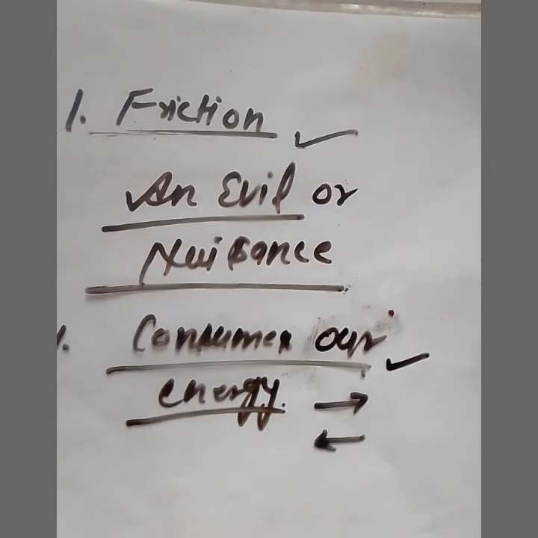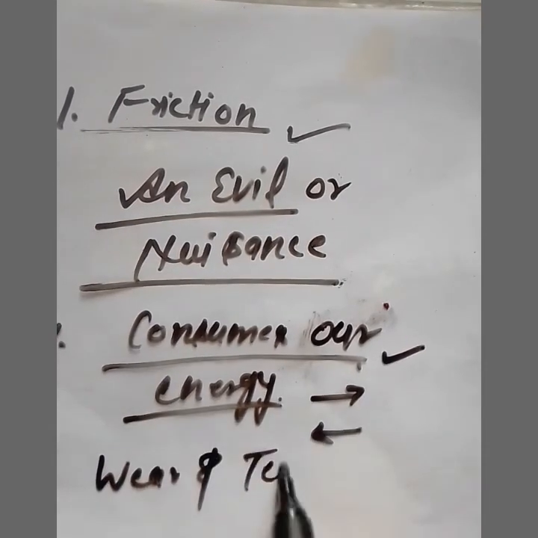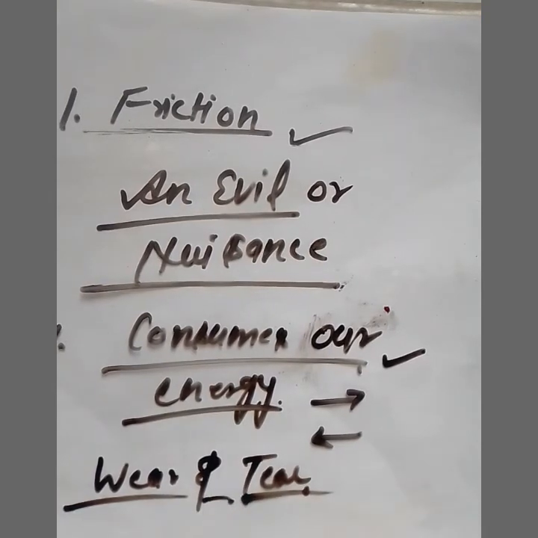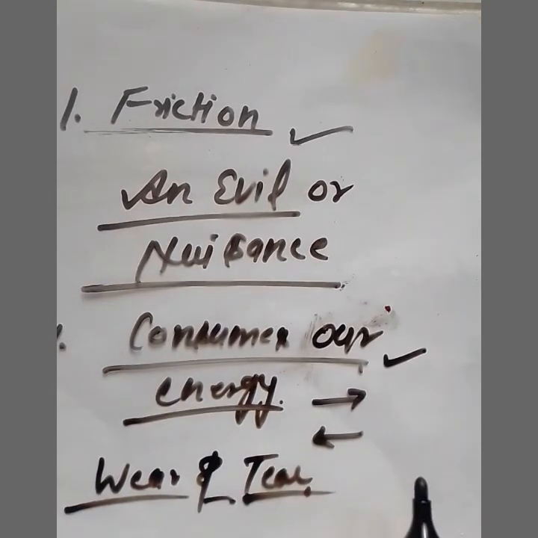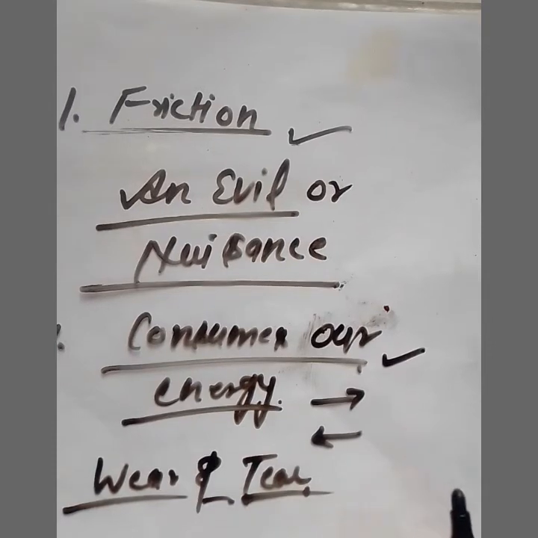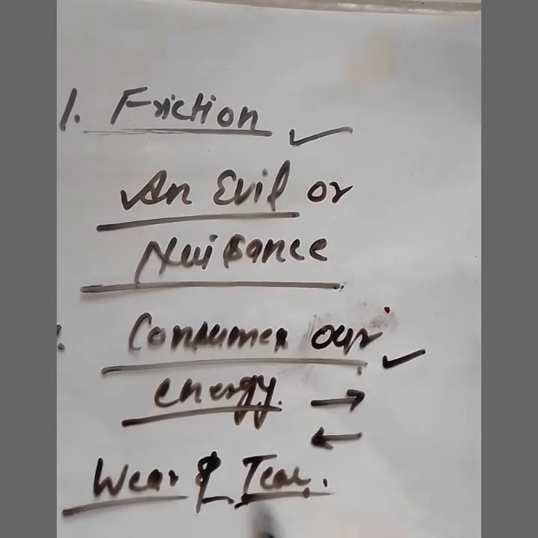Second, it is also responsible for wear and tear of the moving objects or the moving parts of the objects, right? We have seen the worn out steps of foot over bridges at railway stations, and the soles of our shoes. After some time we have to replace our shoes because the soles tear off, right? So all these are because of friction.